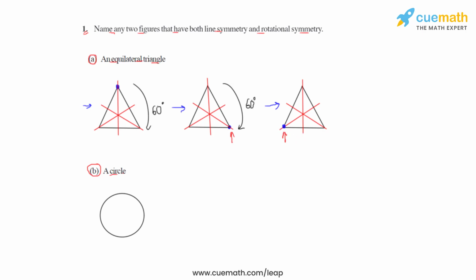Again, if we rotate this figure by 60 degrees in the clockwise direction, we'll again see that the blue dot will go back to the position where it is in the first figure. So an equilateral triangle has both line and rotational symmetry.